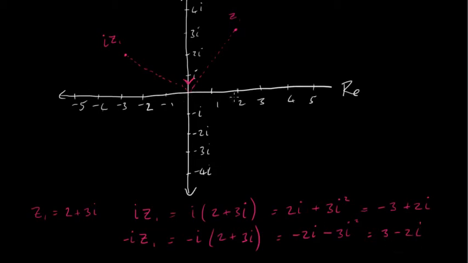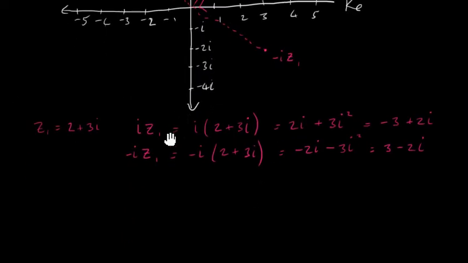3 minus 2i is 1, 2, 3, and minus 2i is down here. So this is minus i times Z1. So what's actually happened here is I've rotated Z1 90 degrees. Again, this is 90 degrees here. I've rotated Z1 90 degrees clockwise. And that's your general rule. If you multiply a complex number by i, you rotate the complex number 90 degrees anti-clockwise. If you multiply by minus i, you rotate the complex number clockwise 90 degrees.